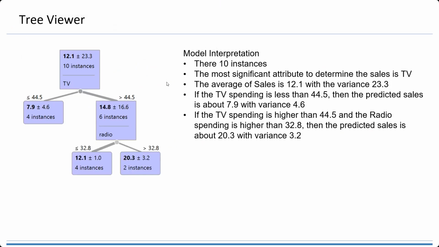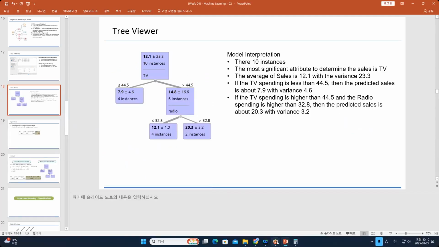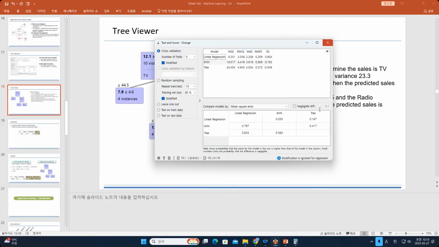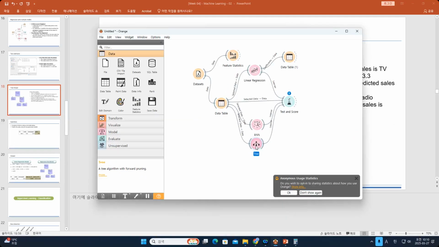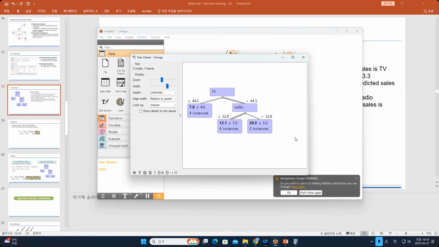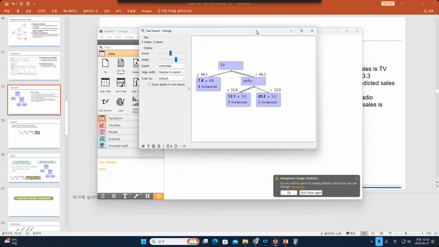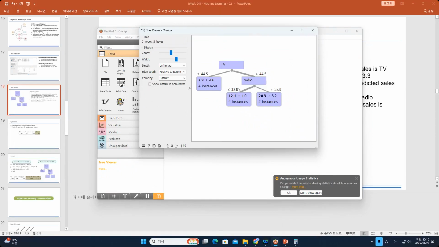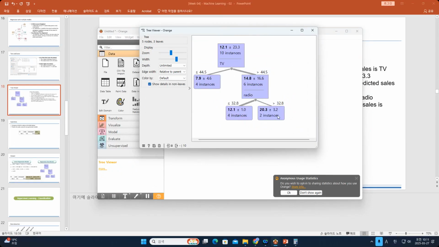For the decision tree, we can look at the tree viewer. What does it mean by tree viewer? After you complete the modeling, you can connect to one widget that we call tree viewer. So this is the tree. Then you can click here, show the details in non-leaf, and there will be details like this.